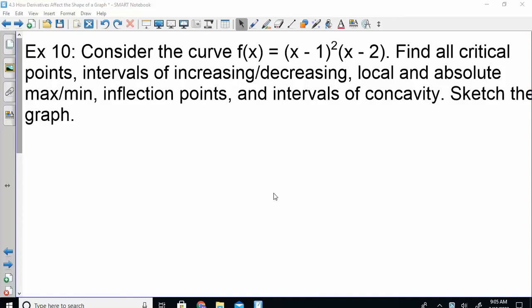Differently because I put it in factored form. So I am asking us to graph everything here just like we were doing. So we're going to do critical points, increasing and decreasing, max and min, inflection points, and concavity. So exactly what we are doing on that problem we just worked out.